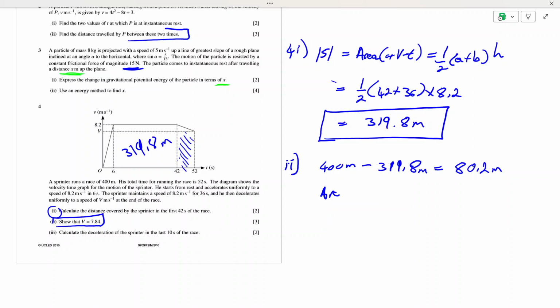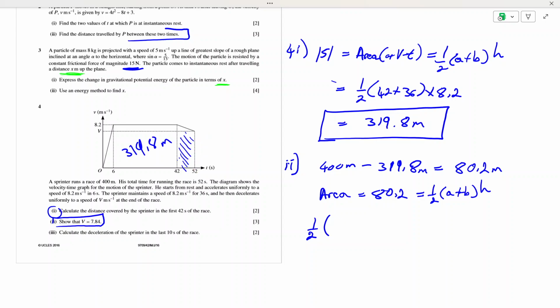Then I'm going to use the area equation again. The area in this case is equal to 80.2. We also know that that area is equal to half (a plus b) h. So we have half. Our A this time around is going to be the 8.2 meters per second, this up to here. And then the B is going to be the V up to this height here.